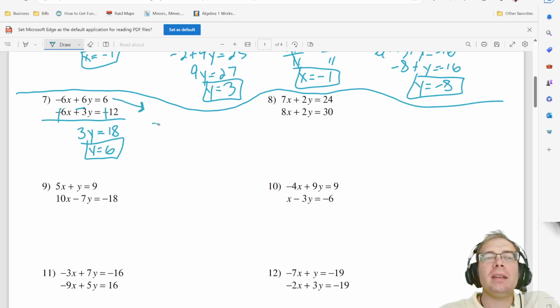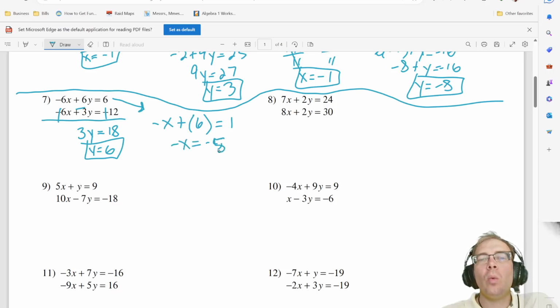If I do that, I get -x plus y equals 1. I could have also divided everything by a -6, but it's whatever. So subtract 6 on both sides, and I would get -x equals 5. That's going to be 1 minus 6. And then divide both sides by a negative. X equals 5.